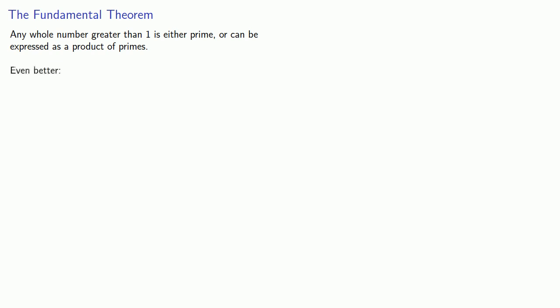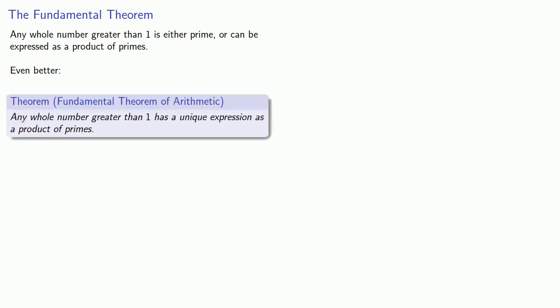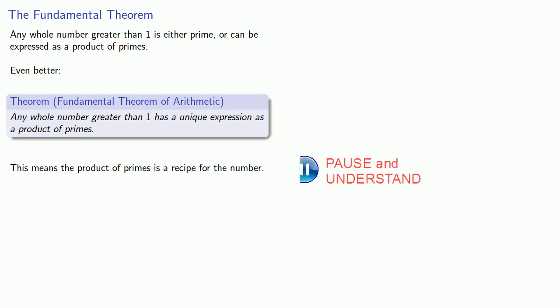And this leads to the fundamental theorem. Any whole number greater than 1 is either prime or can be expressed as a product of primes, and, even better, any whole number greater than 1 has a unique expression as a product of primes. And this means that the product of primes is a recipe for the number.